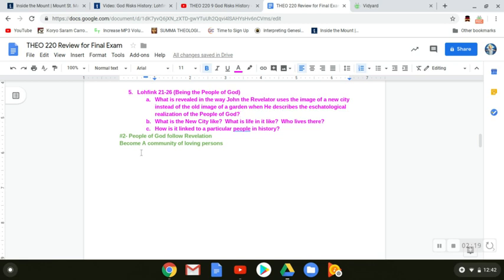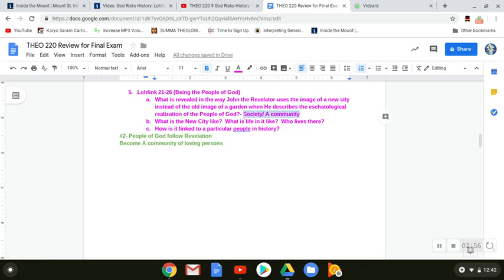Now, the reason that John chooses a city is to show that the salvation is a community of loving persons. It's a society, right? It's a community. So there's a statement right there. It's not found in going off and living in a garden by yourself. No, the people of God are people who live in community.